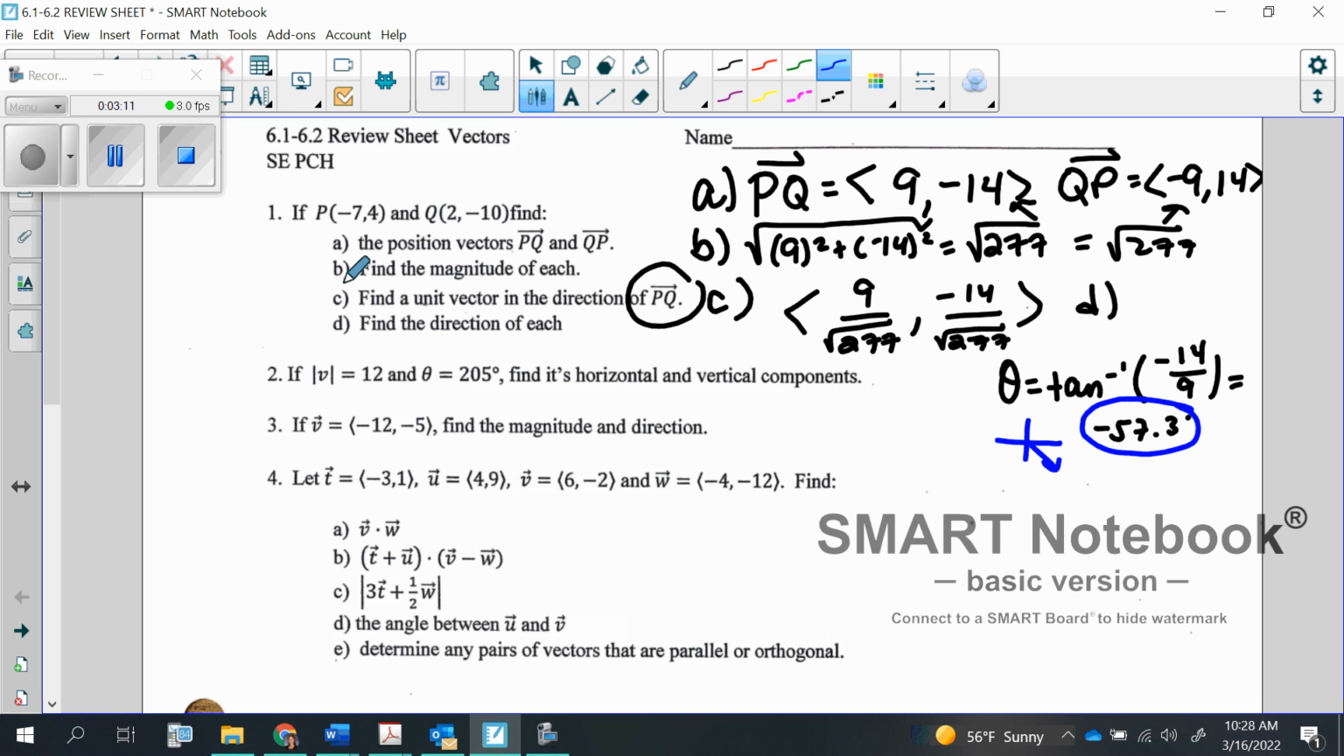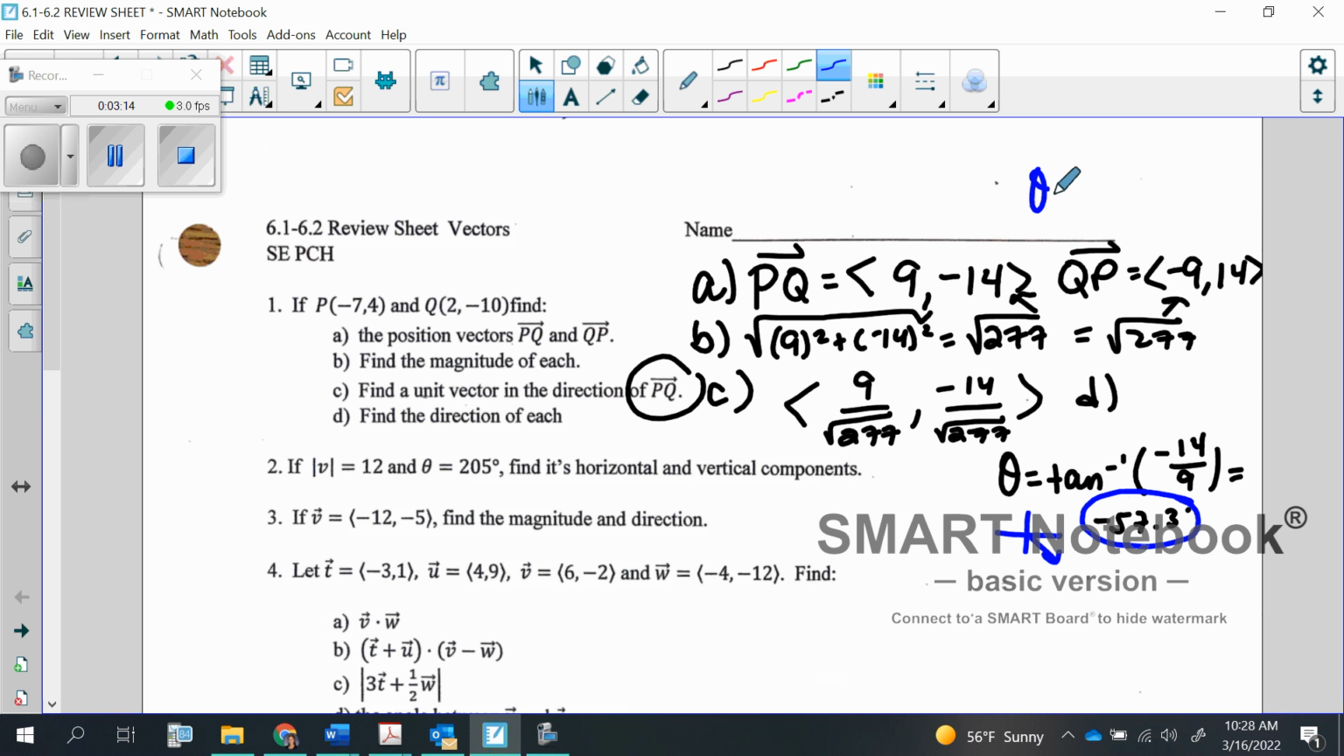But for our vector QP, if we do inverse tangent, because you're dividing, you end up getting the same -57.3, but that doesn't mean that's the answer. Check yourself. Vector QP is (-9, 14), which is up in quadrant 2. So you need to take that angle of -57.3 degrees and add on 180 degrees. Your final angle will be 122.7 degrees. So these vectors are going in complete opposite directions. They're separated by 180 degrees, which makes sense, right? (-9, 14) and (9, -14).